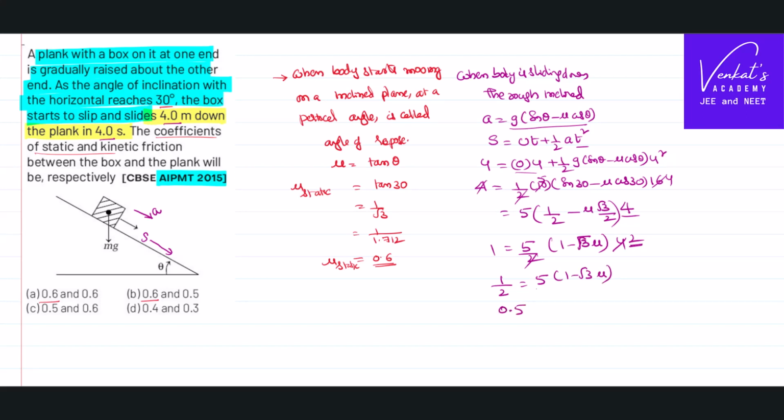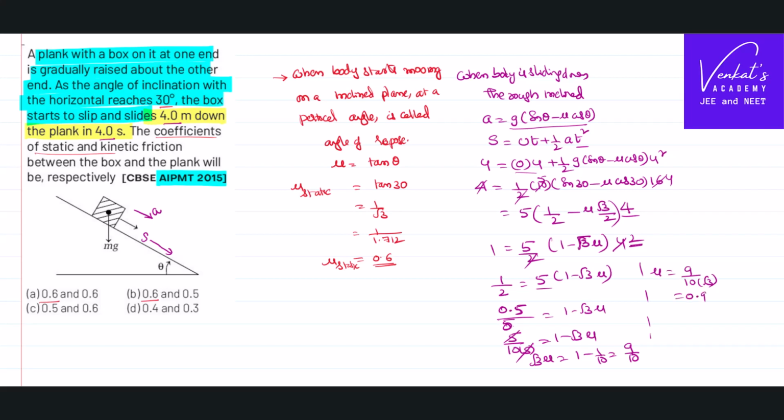1 by 2 is 0.5. Get this 5 to the other side. 0.5 by 5 equals 1 minus root 3 times mu. So 0.5 by 5 is 1 by 10, equal to 1 minus root 3 times mu. So root 3 mu equals 1 minus 1 by 10, that is 10 minus 1, that is 9 by 10. So the value of mu equals 9 by 10 by root 3.